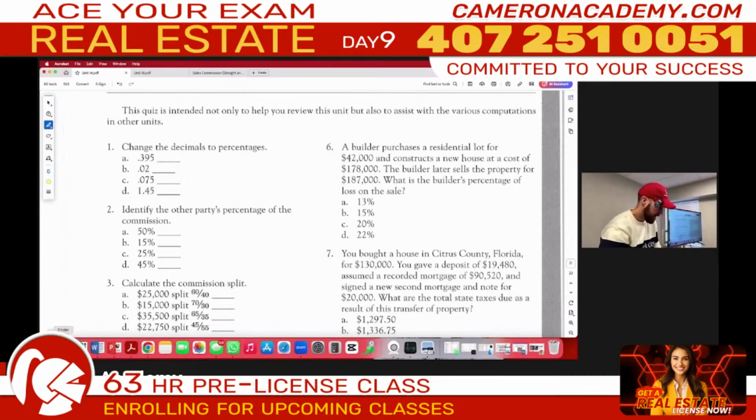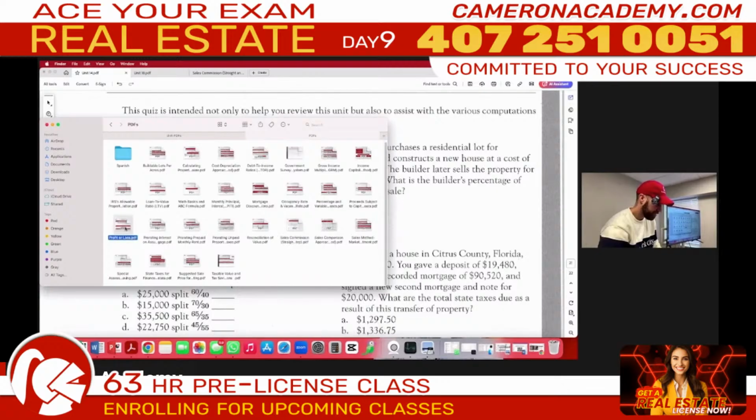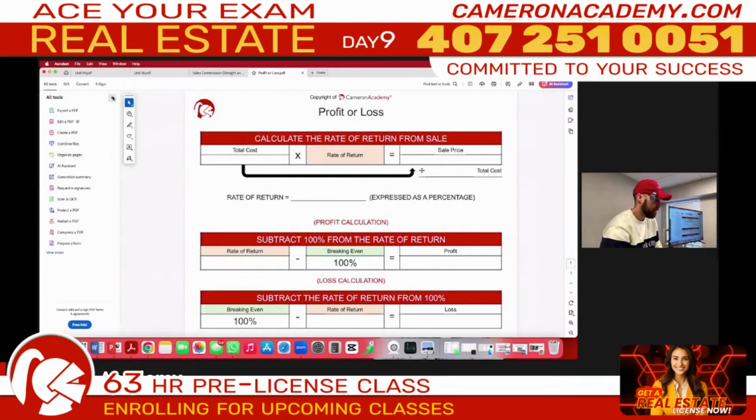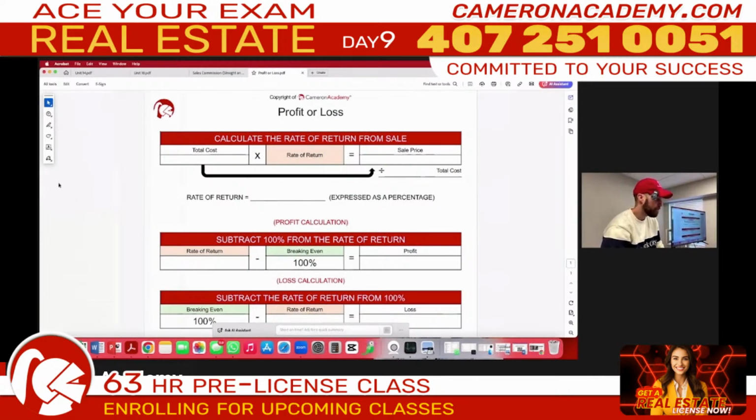We could take out that handout, profit or loss. And our first step is to calculate the rate of return. This is the formula. A times B equals C. Total times rate equals result or part. You take the total cost, which they don't just come out and tell us the total cost. What he paid for everything, land and construction. But they give us enough information to figure it out. The land is $42,000, is that right? Plus the construction, which is $178,000.